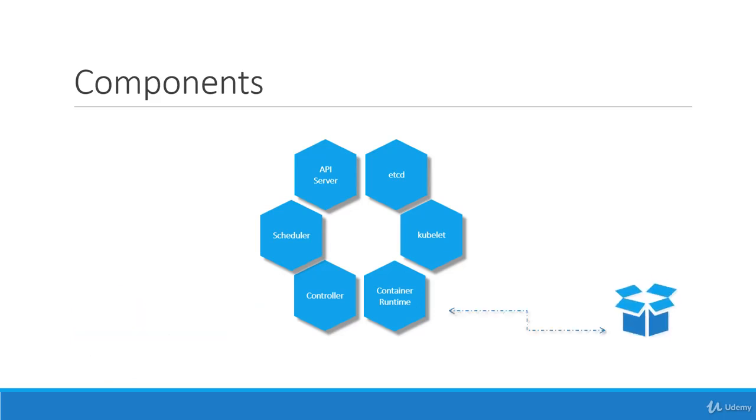The container runtime is the underlying software that is used to run containers. In our case, it happens to be Docker. But there are other options as well. And finally, kubelet is the agent that runs on each node in the cluster. The agent is responsible for making sure that the containers are running on the nodes as expected.